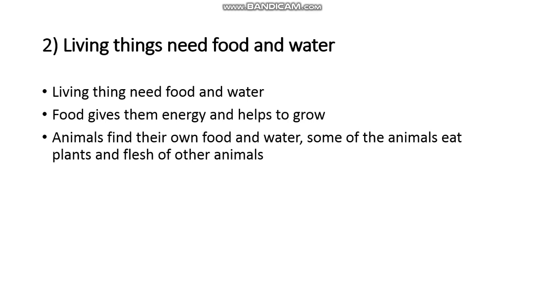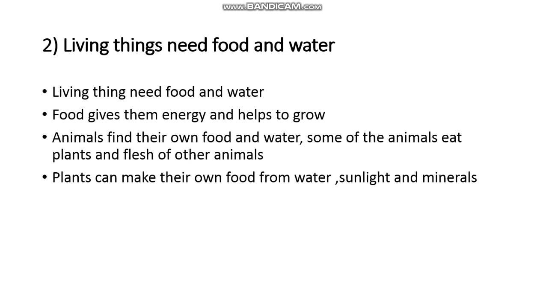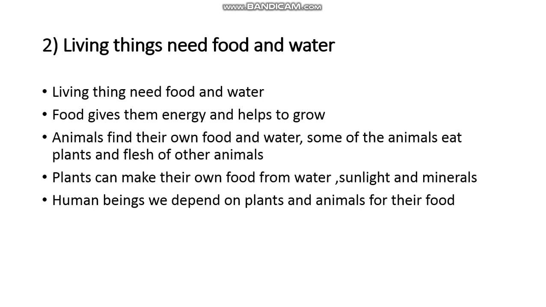And animals find their own food and water. Some of the animals eat the plants and a few of the animals eat other animals. Next, the plants can make their own food from water, sunlight and minerals, and humans are dependent on both plants and animals for their food.